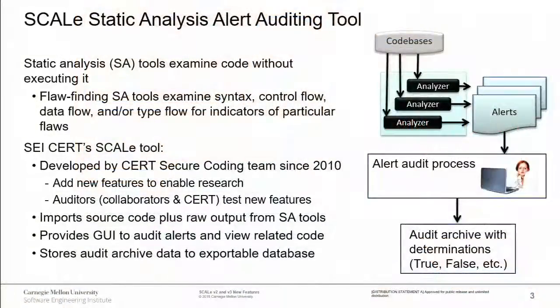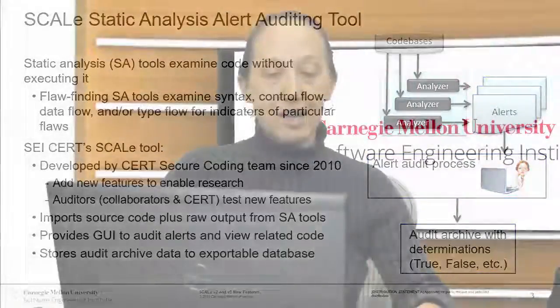Scale imports source code plus raw output from static analysis tools. It provides a GUI to audit alerts and to view related code, and it stores audit archive data to an exportable database. As you see on the right of the slide, the process starts from the top, where code bases are analyzed by one or more static analysis tools, each of which outputs a set of alerts. Then there's an alert auditing process, shown here with a figure of the engineer who is analyzing the alerts manually. That results in an audit archive that includes the determinations and the alert information. The determinations can be true, false, and some other things we'll talk about later in this presentation.